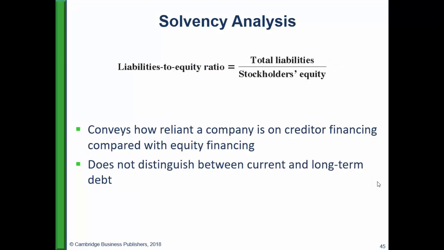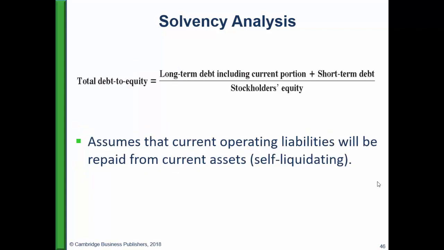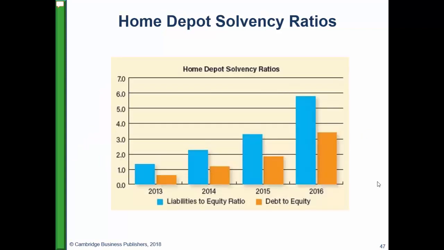And this gives us a sense of how much risk there is. So again, we have the liabilities to equity ratio, total liabilities divided by stockholders' equity, or we have debt to equity ratio, which excludes all those other liabilities. And here you can see Home Depot's ratios. Home Depot has a decent amount of debt. If you could see, they're stacking up the debt.